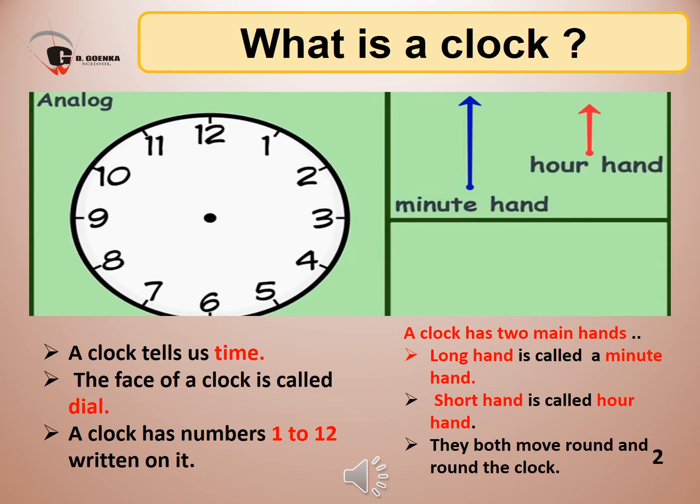What is a clock? A clock tells us time. The face of a clock is called dial. As you can see in the picture, the face of a clock, and that is known as dial. A clock has number 1 to 12 written on it. A clock has two main hands. Long hand is called a minute hand and short hand is called hour hand. They both move around and round the clock.